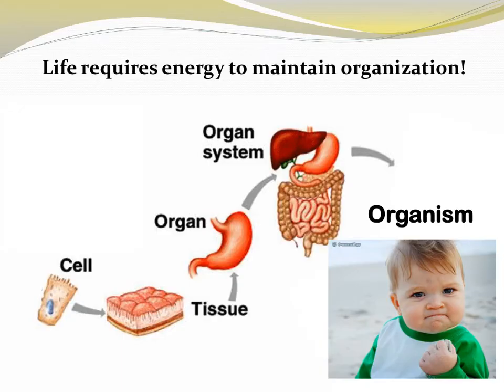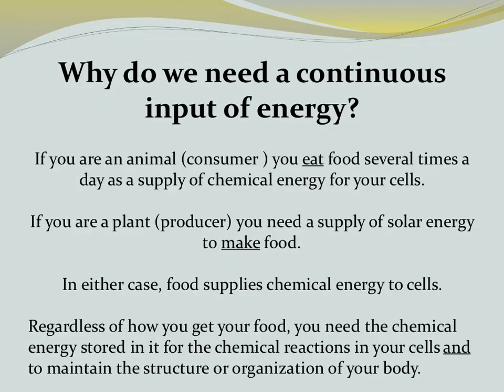Once again, life requires energy to maintain organization. Cells to tissues to organ systems to the organism itself. If you're an animal, that makes you a consumer, and you eat food several times a day as a supply of chemical energy for your cells. If you're a plant and a producer, you need a supply of solar energy to make your food. In either case, food supplies chemical energy to cells. Regardless of how you get your food, you need the chemical energy stored in it for the chemical reactions in your cells, and to maintain the structure and organization of your body.